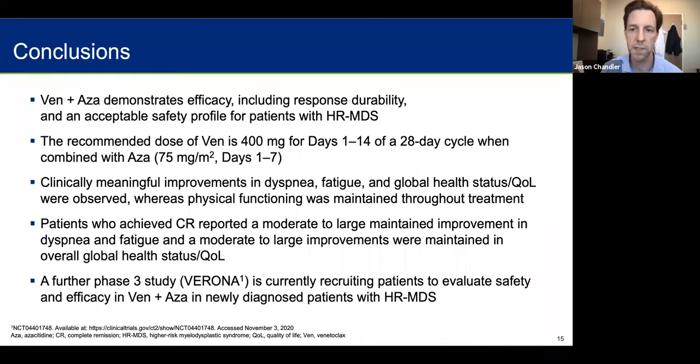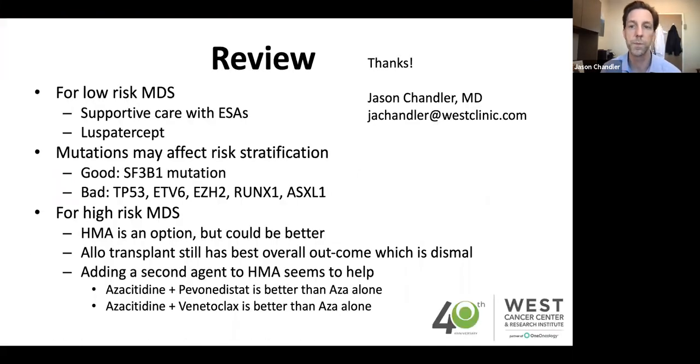The Venetoclax is given for 14 out of 28 days. So you give it just for 2 weeks on, 2 weeks off with the azacitidine, which is for 7 days. And it had a dramatic improvement in everything, just like the other PANTHER study. This has the VERONA phase 3 study that hopefully will be coming soon.